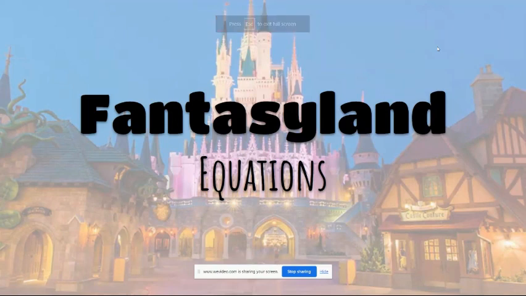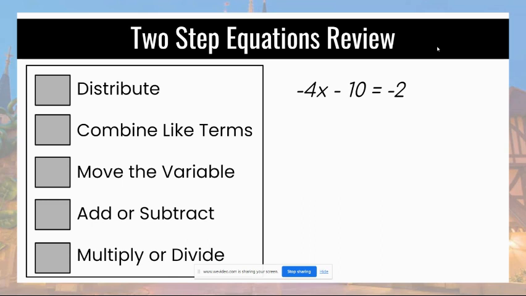All right, so let's go ahead and talk about equations. Our steps for solving an equation are always to distribute, combine like terms, move the variable, add or subtract, multiply or divide. So looking at this equation here, negative 4x minus 10 equals negative 2.